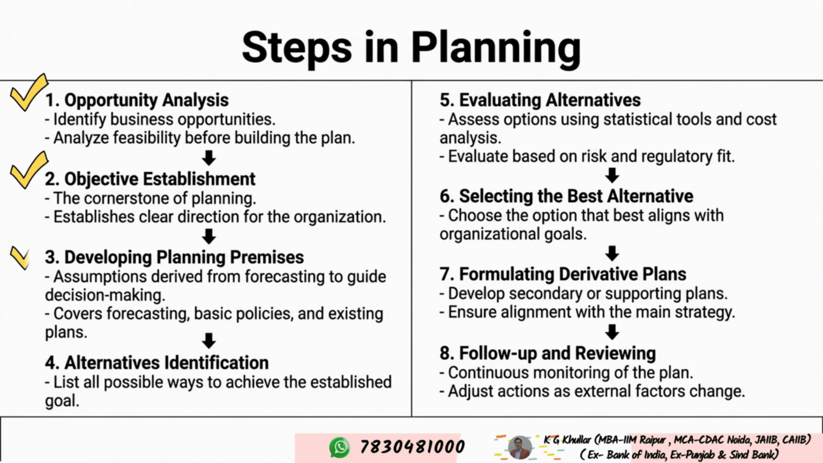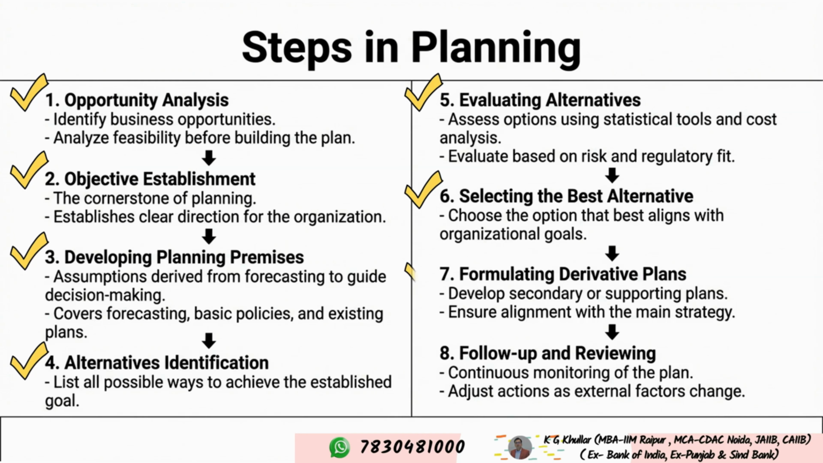Next, step 3 is developing planning premises. Now, these are assumptions derived from forecasting that guide decision making. They cover areas like forecasting, basic policies, and existing plans. Then step 4 is alternatives identification. Now here you list all possible ways to achieve the goal. Next, step 5 is evaluating alternatives, where you assess each option using statistical tools, cost analysis, risk, and regulatory fit. Then step 6 is selecting the best alternative, where you choose the option that best aligns with organizational goals.